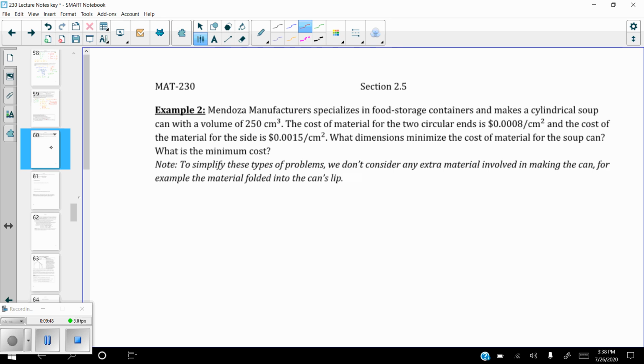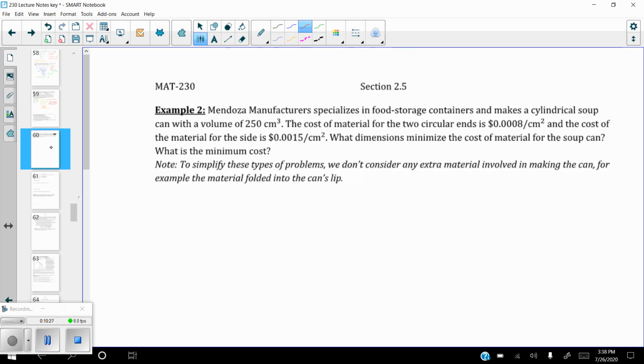Okay, Mendoza Manufacturer specializes in food storage containers and makes a cylindrical soup can with a volume of 250 centimeters cubed. The cost of the material for the two circular ends is 0.0008 dollars per centimeter squared, and the cost of the material for the side is 0.0015 dollars per centimeter squared. What dimensions minimize the cost of material for the soup can? And then what is the minimum cost?